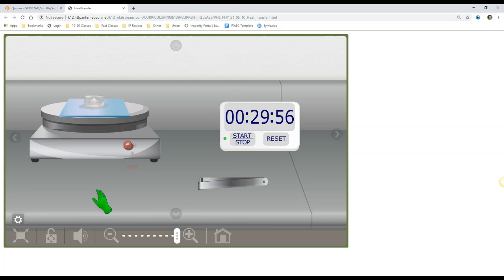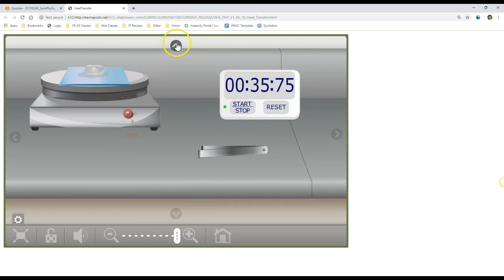So again, you're watching until the ice is completely melted, at which point you'll need to pause the video. I will not pause the timer for you. You will need to actually do it yourself.